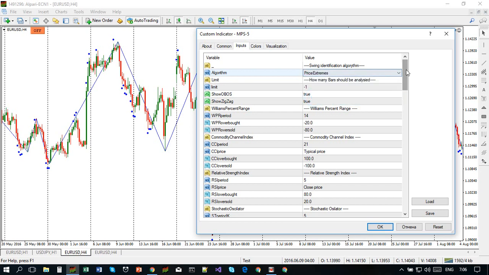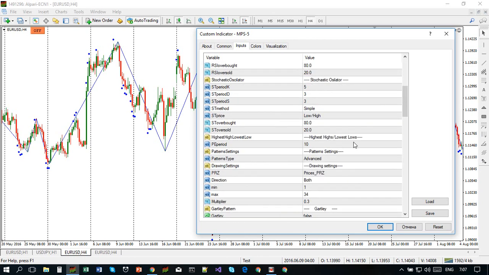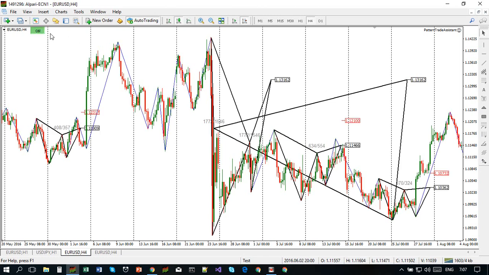Price extremes, and I like the price extremes being the highest high between the last 10 days, lowest low between the last 10 days. So the highest high, lowest low. This is my favorite swing identification algorithm. It suits the majority of the patterns.